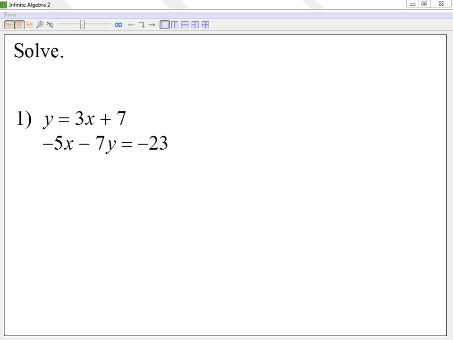Alright guys, so far I already showed you all three cases. I showed you by graphing, I showed you by substitution, and I showed you by elimination.